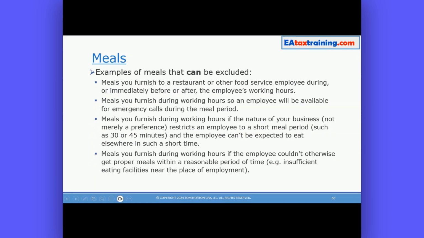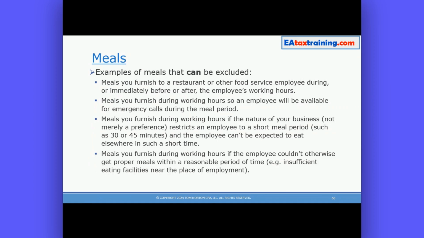Here are some examples of meals that can be excluded. Meals you furnish to a restaurant or other food service employee during or immediately before or after the employee's working hours. So you are a restaurant and you want to say, hey, as one of the perks of working here during your shift, we are going to provide you with a meal, or immediately after your shift, we're going to provide you with a meal. You can exclude that from their income.